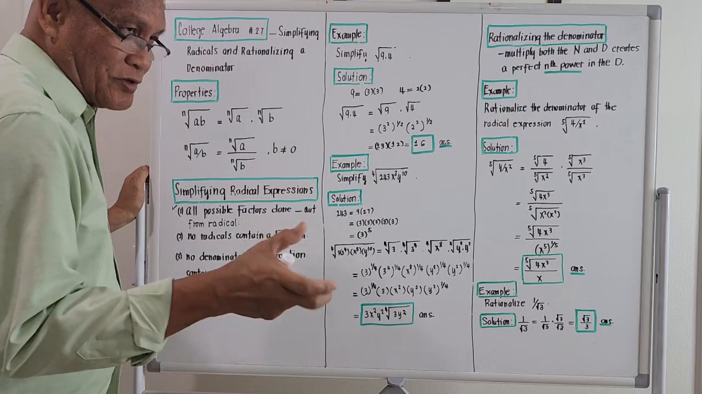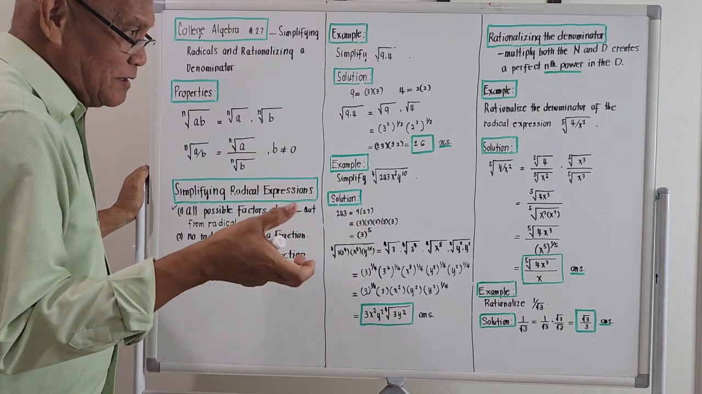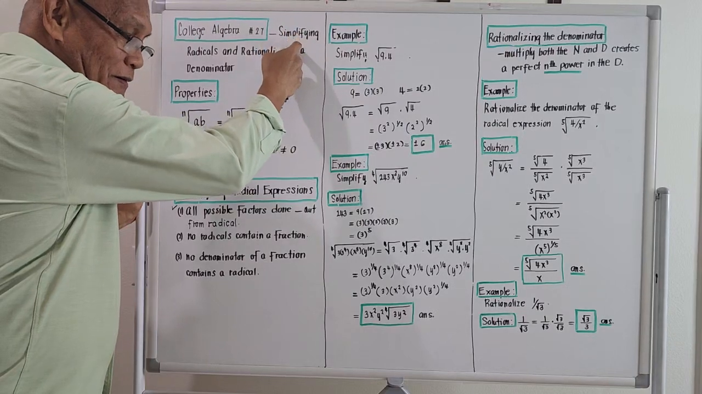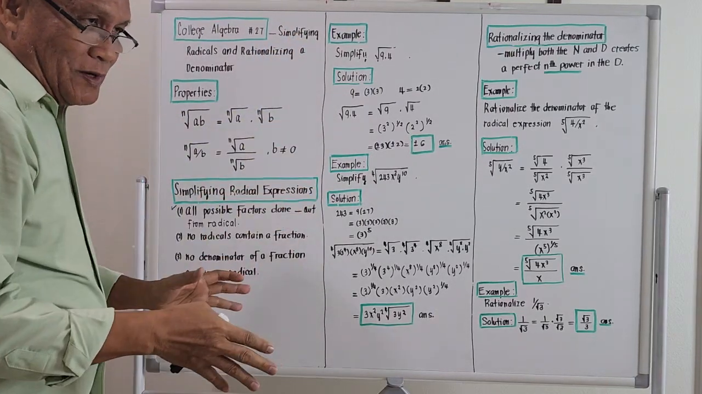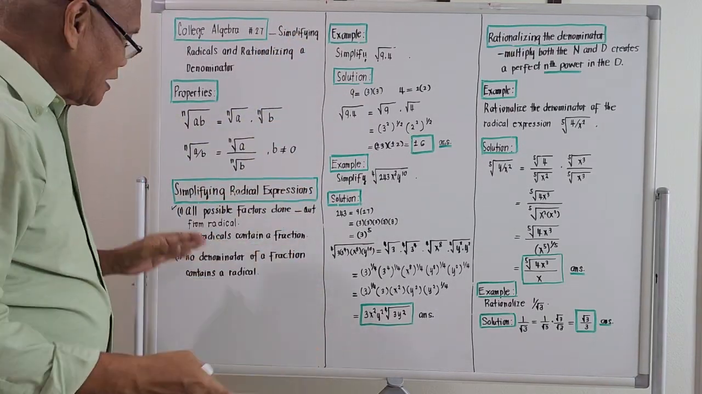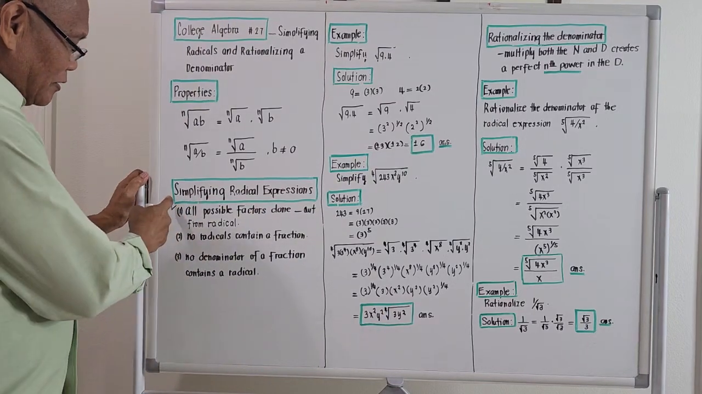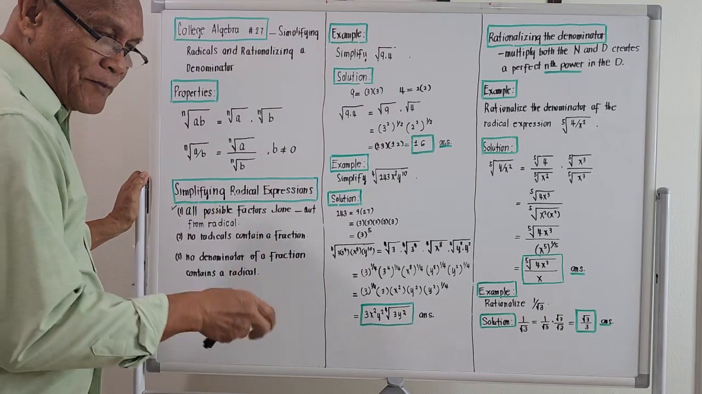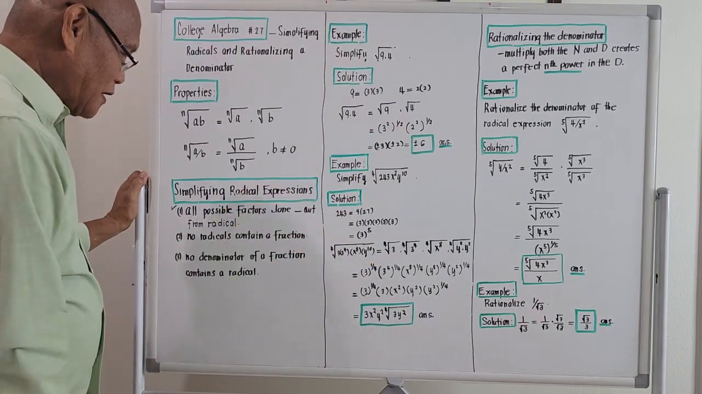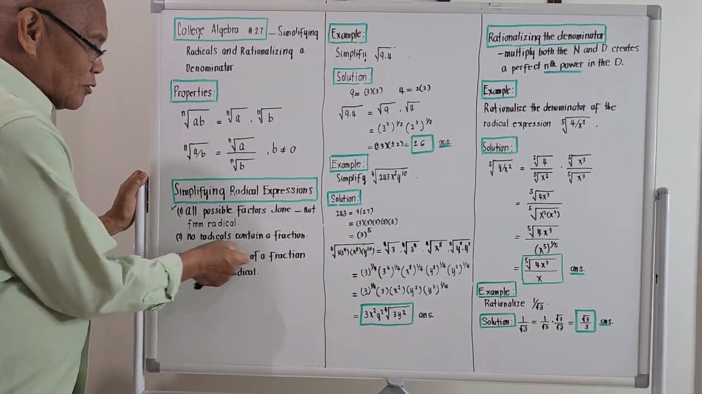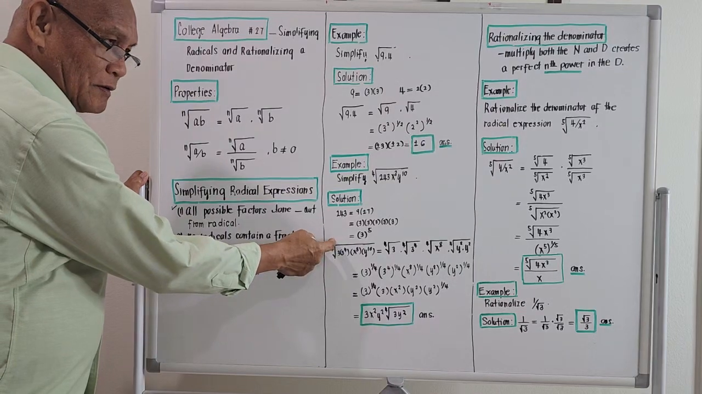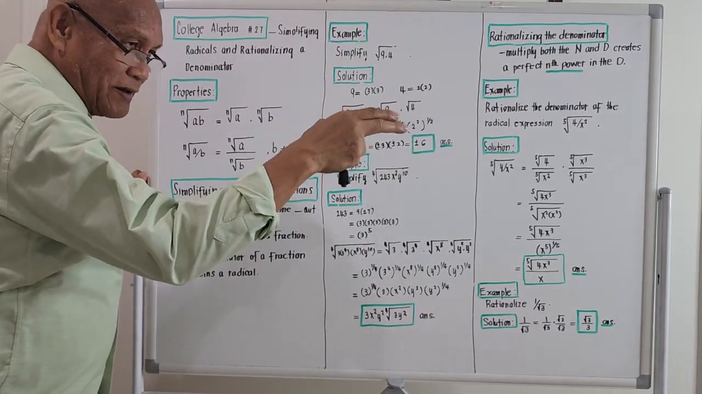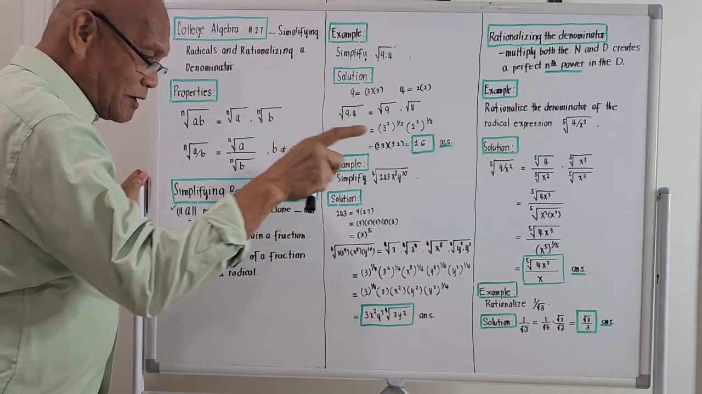Okay? The topic for tonight is how to simplify. For a radical to be in the so-called simplest form, we must satisfy these three conditions. All possible factors are done, and all factors are out from the radical sign. And no radicals contain a fraction. Meaning to say, if you still have a radical sign, there should be no fraction inside.